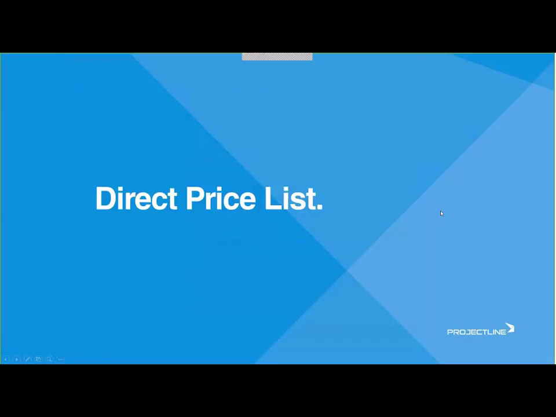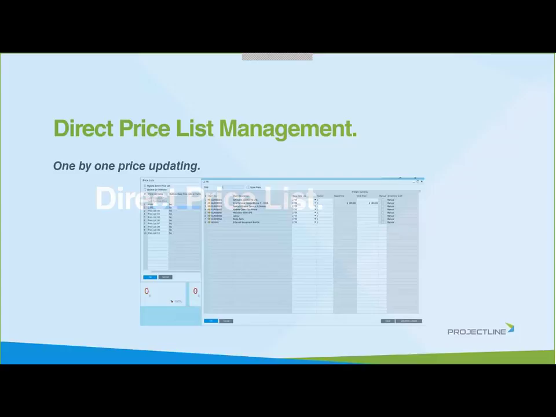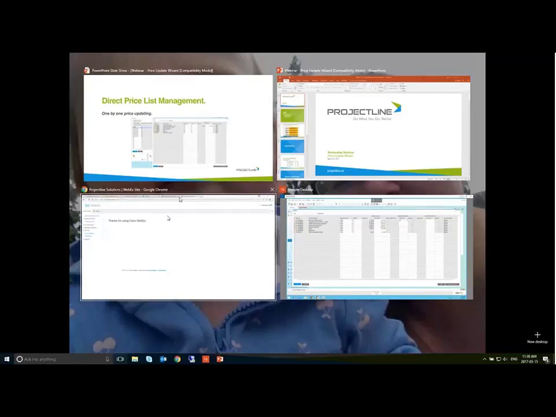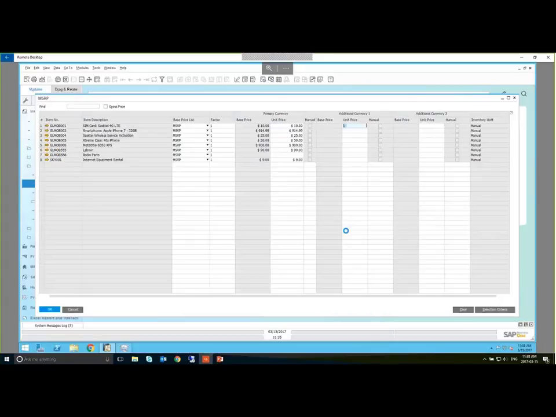Moving on to direct price list. So let's just review again how this functionality works in Business One. We're really talking about opening up the price list module and taking a look at the prices below it. So we're going to skip over to our demo system. Now, Anna, can you see the demo system?